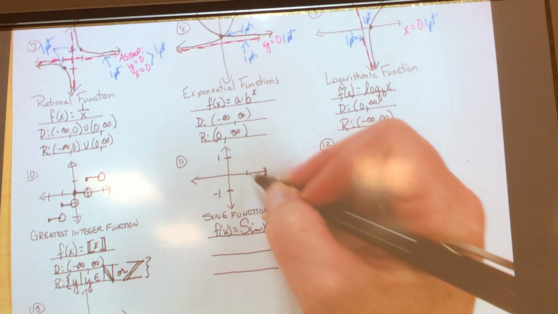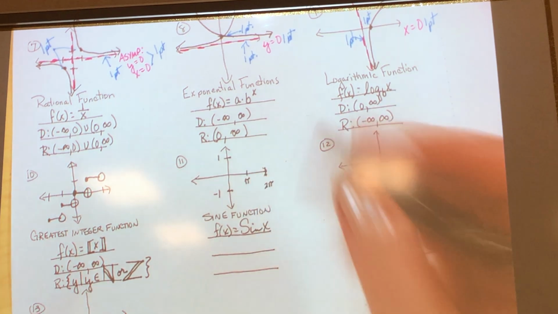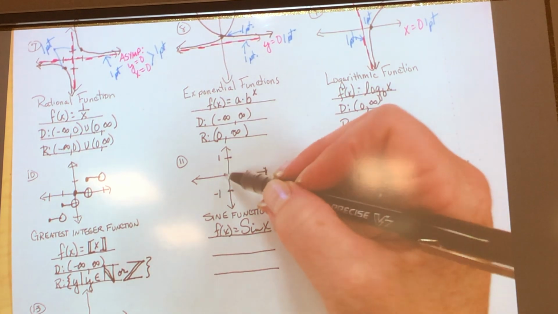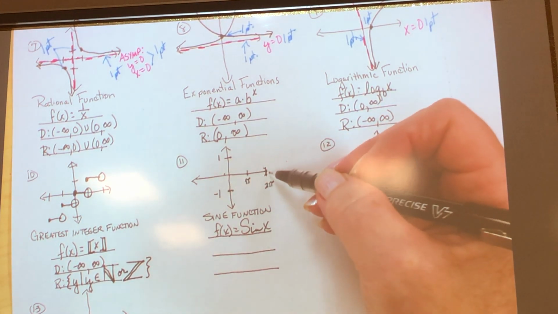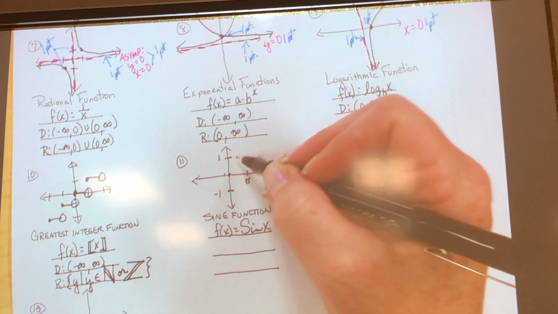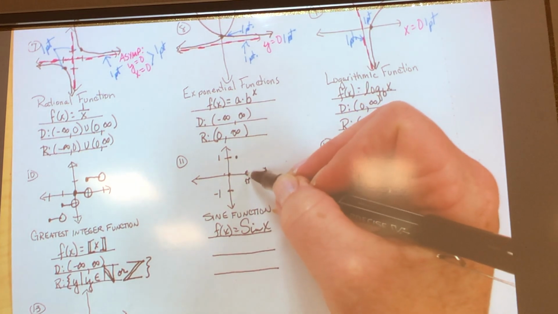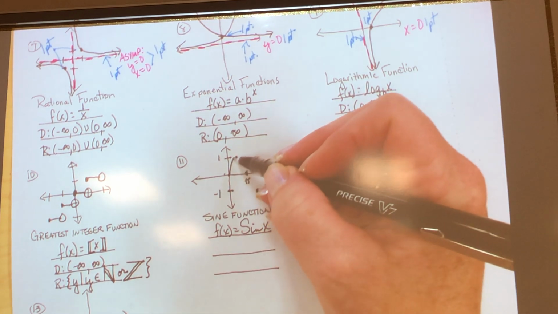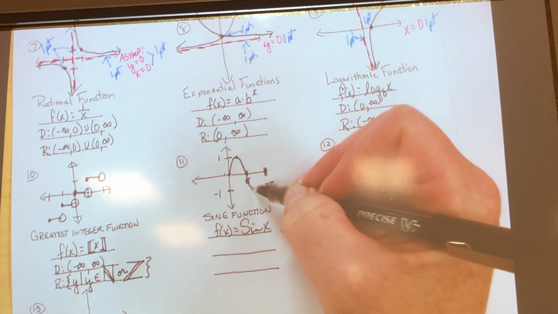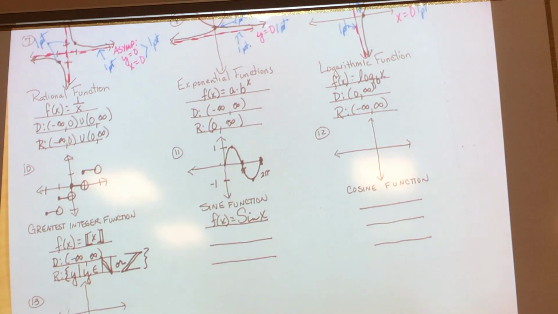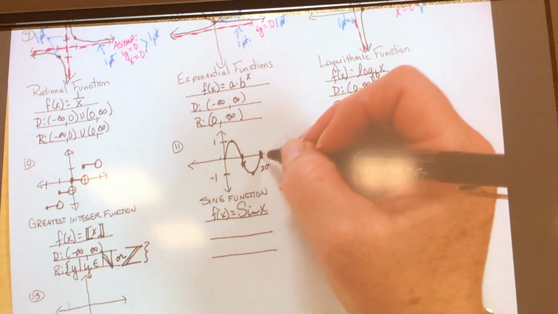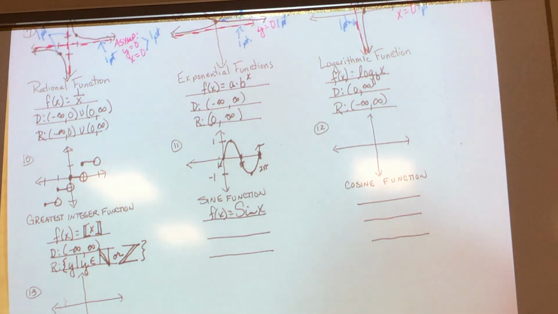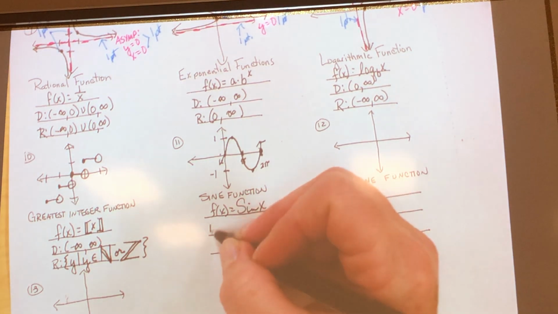I'm gonna put a little pi in the middle because I think it makes it easier to graph. Remember that it starts in the middle, it hits pi in the middle, it hits 2 pi in the middle. So it's gonna start in the middle, go up to 1, back to the middle, down to -1, and back to the middle. We are gonna put some arrows on him because he doesn't just stop there. That's just one period. What's the domain?